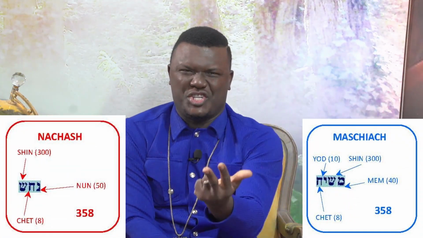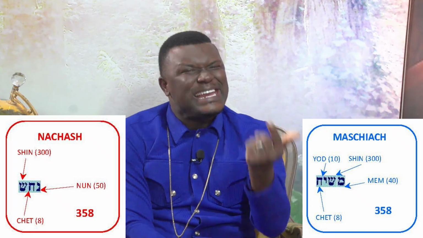The word serpent is Nachash. And the word Messiah is Mashiach. Messiah is going to be placed on a pole. The Nachash is also on a pole. Now, when you say Nachash, you're looking at Nun, Het, and then Shin. When you say Mashiach, you're looking at Mem, Shin, Yod, and then Het.